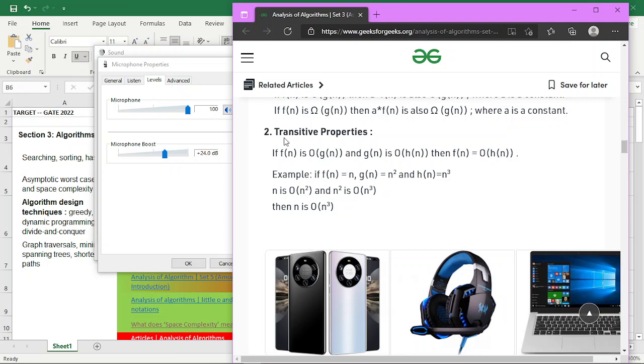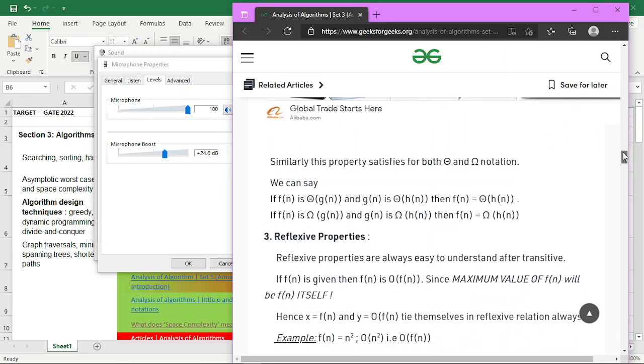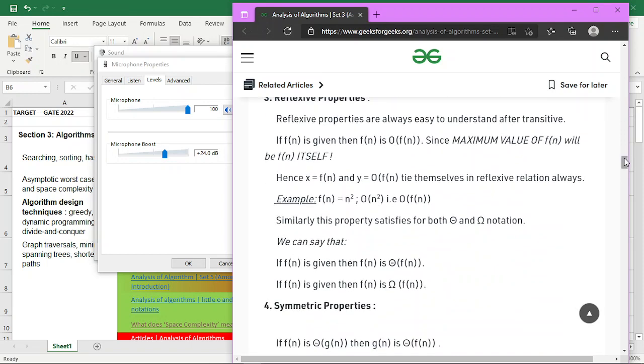Coming to the transitive property, let's say f(n) is equal to big O of g(n) and g(n) is equal to big O of h(n), then f(n) will be equal to big O of h(n). This is also valid for all the three notations. Coming to the reflexive property, as we know that f(n) is equal to big O of f(n) because the maximum of f(n) can be f(n) itself, hence it is also satisfied for all the three notations.